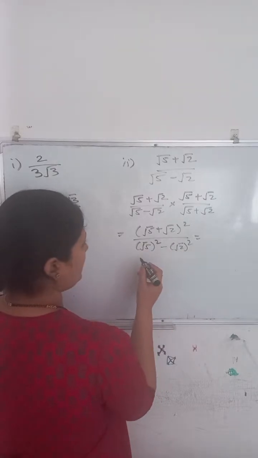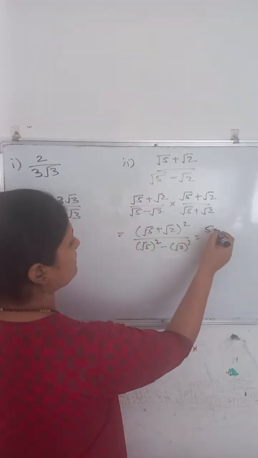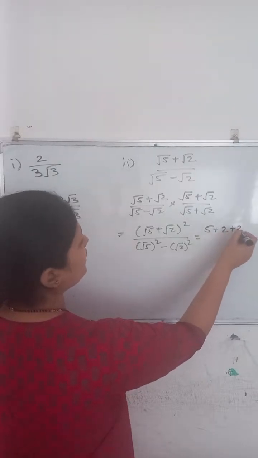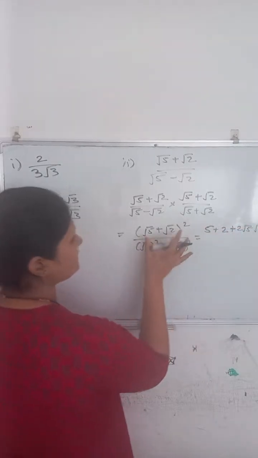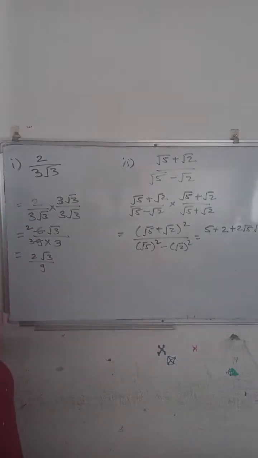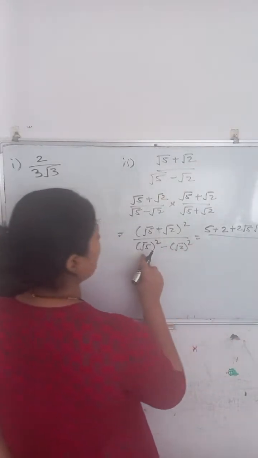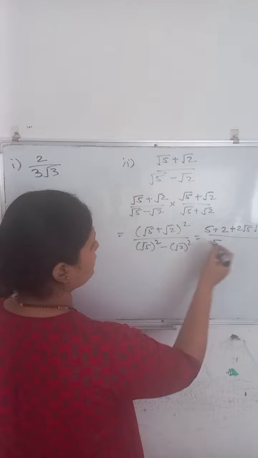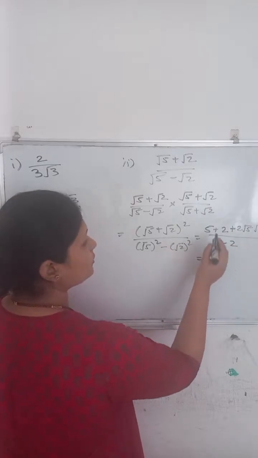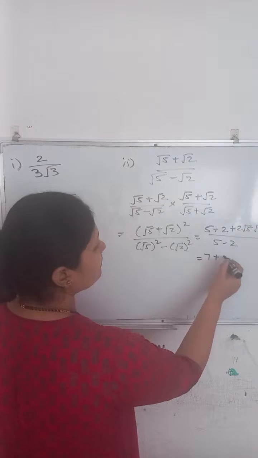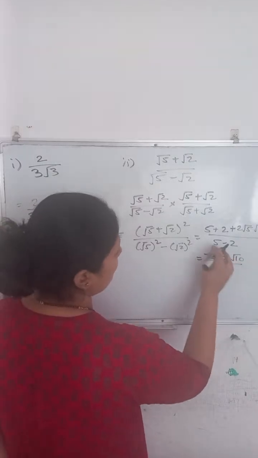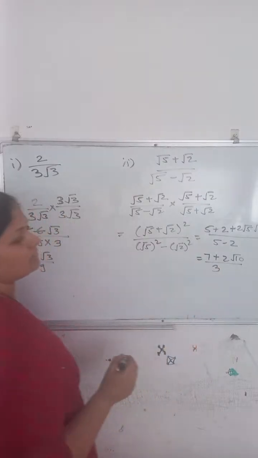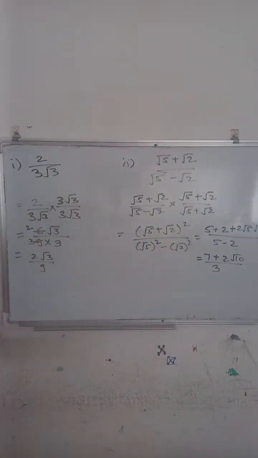Here root 5 square is 5, root 2 square is 2, and 2 into root 5 into root 2. I expanded a plus b whole bracket square, that is a square plus b square plus 2ab, divided by root 5 square, which is 5, and root 2 square, which is 2. So 5 plus 2 is 7, plus 2 root 10, divided by 5 minus 2, which is 3. So this is the final answer. Can you get it? How to do the rationalization? These are very important steps.